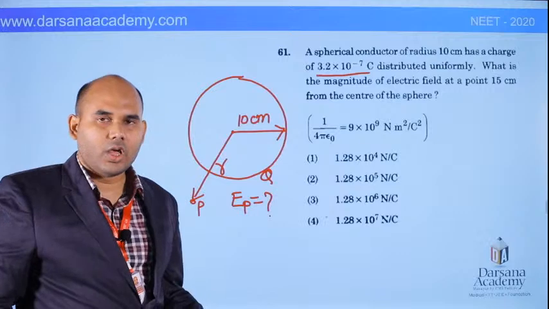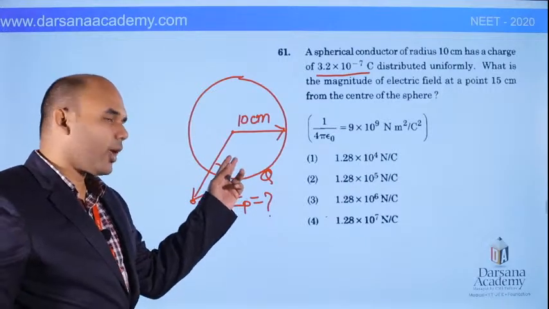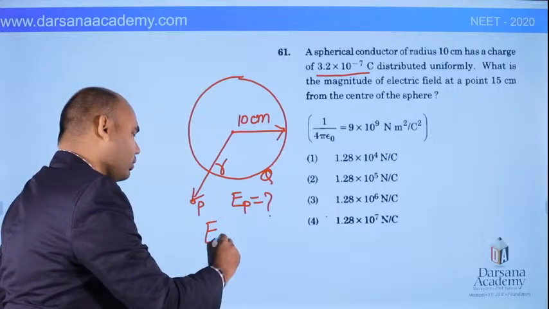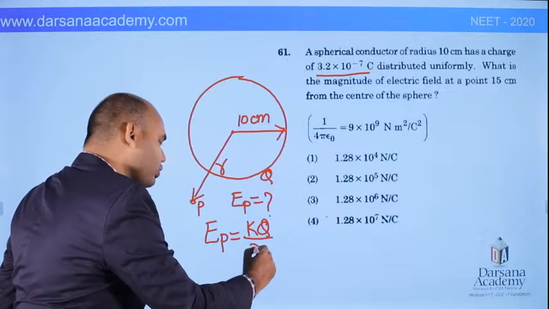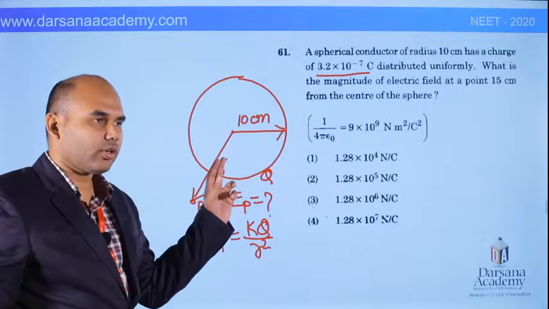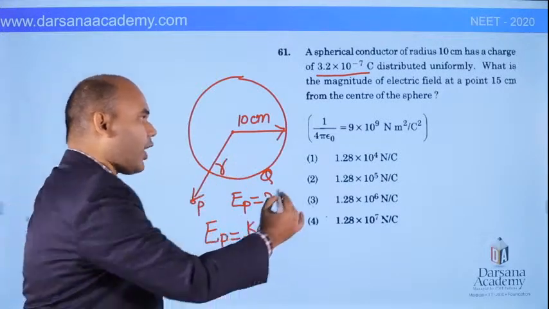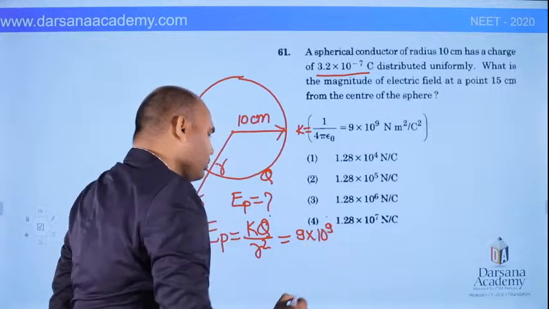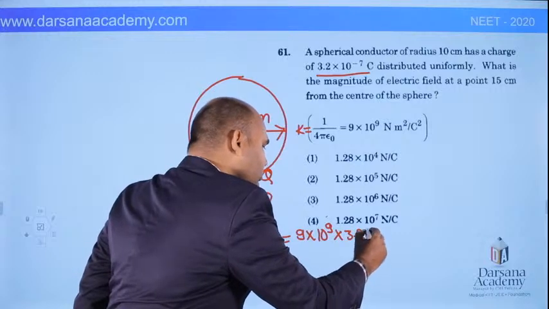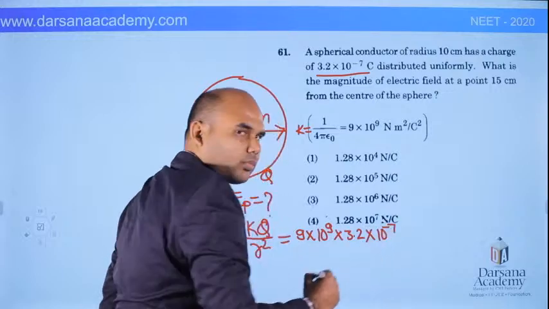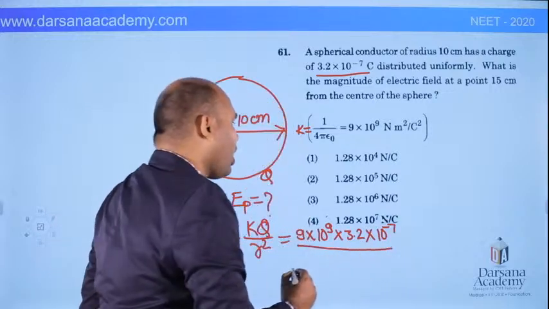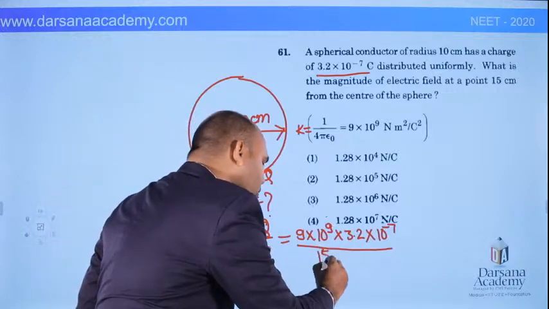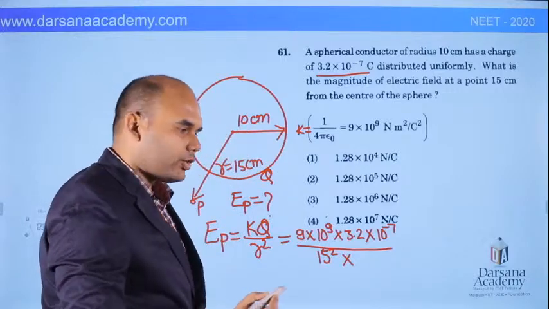This is a very simple question, but very conceptual, whether the conductor is solid or hollow. The electric field will be kq by r square, where r is not the radius. You simply have to consider this as a point charge at the center. So it is 9 into 10 to the power 9, charge 3.2 into 10 to the power minus 7, and r is given as 15 centimeter. That means 15 square, and in centimeters, so 10 to the power minus 4.